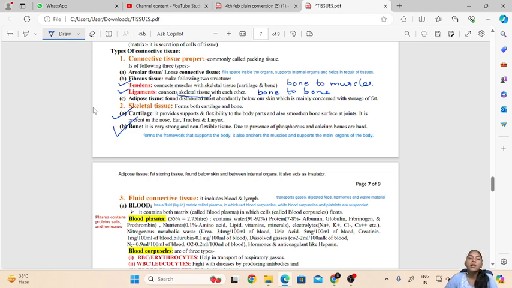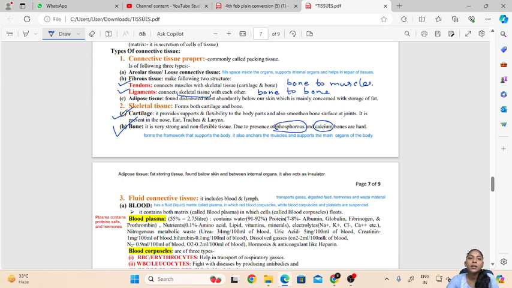It is rigid due to the presence of calcium and phosphorus. The matrix of bone tissue is hard due to the presence of calcium and phosphorus.